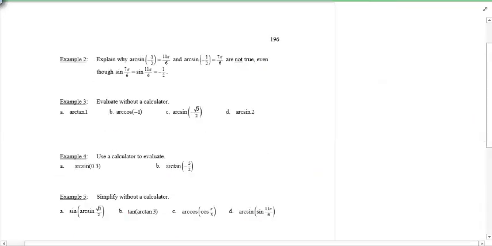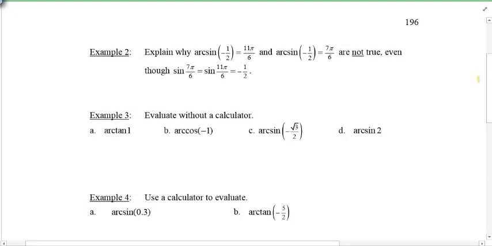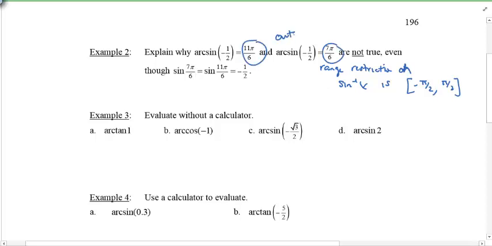Alright, turn the page. So if I ask you to do example number 2, I think you should know how to do that now. Explain why arcsine of negative 1/2 equals 11 pi over 6 and 7 pi over 6 are not true. Once again, because of our range restriction. The range restriction on inverse sine is from negative pi over 2 to pi over 2, and these are outside the range.